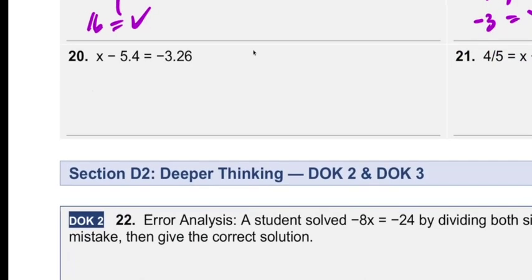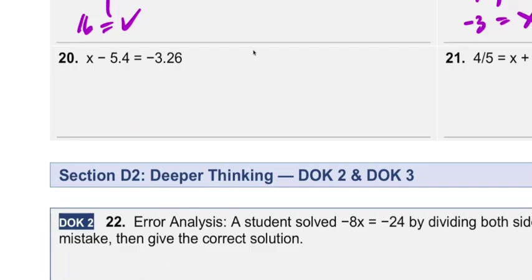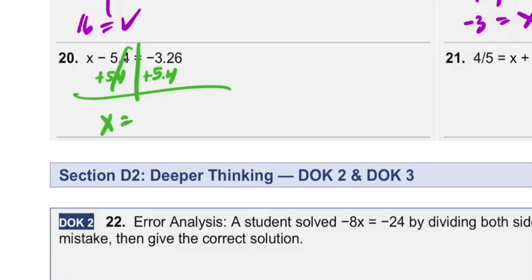So yeah. This one, decimals, kind of suck. But we solve it the exact same way. The numbers suck. The math's the same. So I'm going to get x by itself. Let's get rid of that negative 5.4. Do the opposite. Add 5.4 to both sides. Like that. Those cancel. X equals 5.4 minus 3.2.